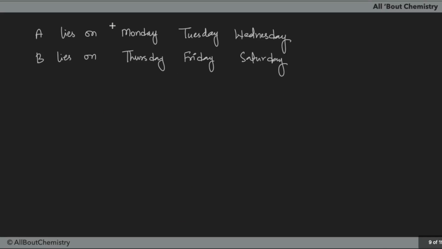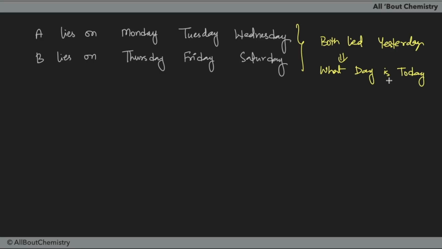Okay, this was a very good question and a very confusing one as well. It says A lies on Monday, Tuesday, Wednesday. B lies on Thursday, Friday and Saturday. The condition was that both of them lied yesterday. So yesterday, means a day before, was the day when both of them lied. What was asked is, what day is today?